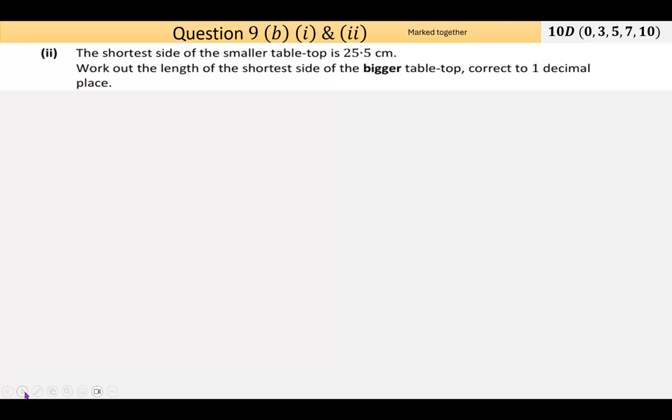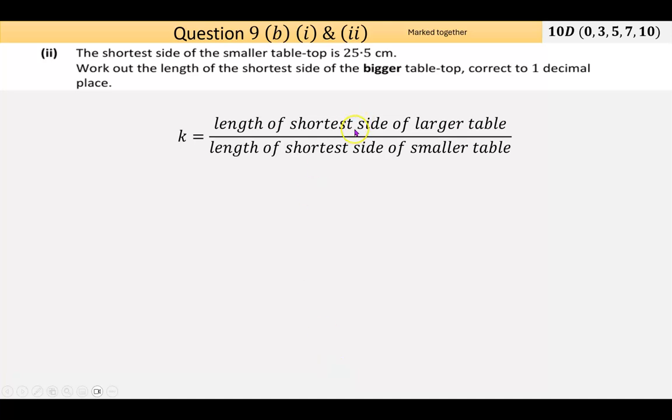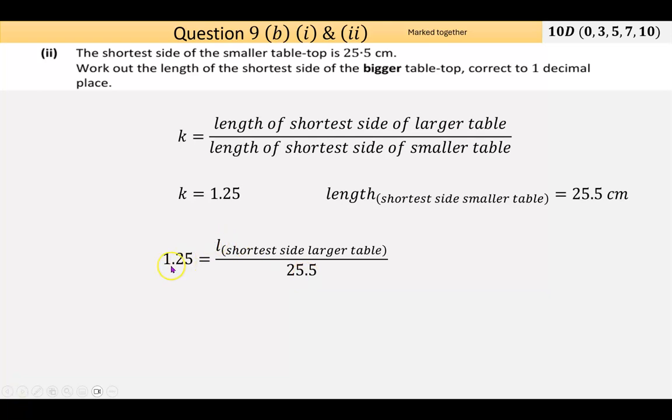So part 2 here says the shortest side of the smaller table is 25.5. Work out the length of the shortest side of the bigger table, correct to 1 decimal place. Now we use the same formula, but we're comparing the shortest side with the shortest side of the two tables. So we have the scale factor of 1.25, okay? We have the length of the shorter side, which is the one that goes on bottom. So we end up with this equation here.